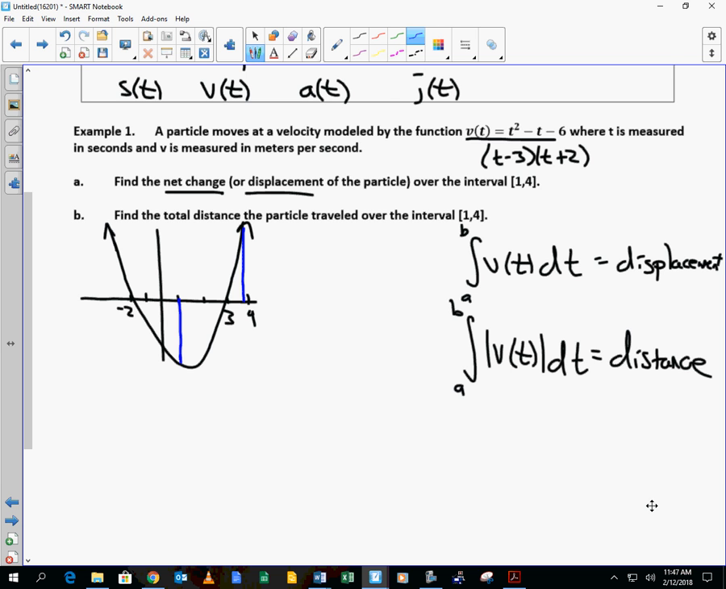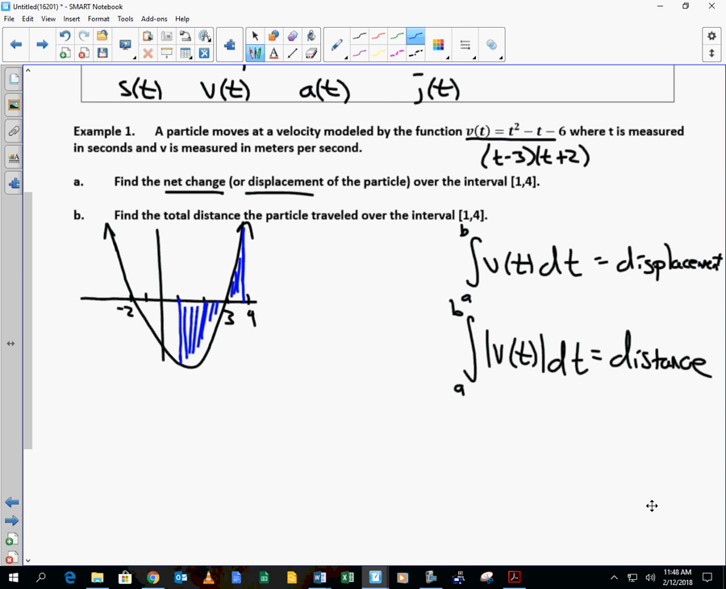Okay. Now, I'm trying to find the area from 1 to 4, and that will give me the overall displacement. What do you notice about that area? Positive and negative. So the negative represents the distance that it will travel in the left direction, and the positive area represents the distance traveled in the right direction. Do you think the overall displacement will be positive or negative? Why? It's more negative area.